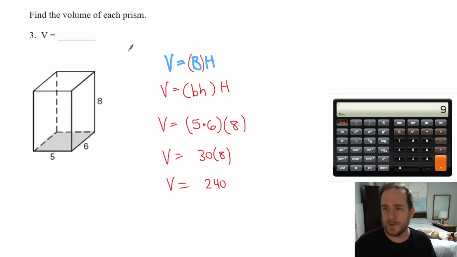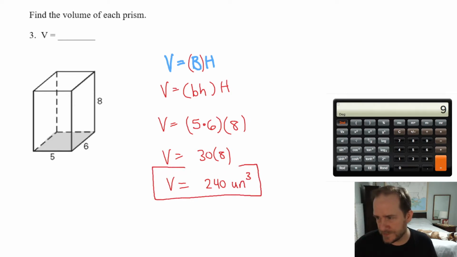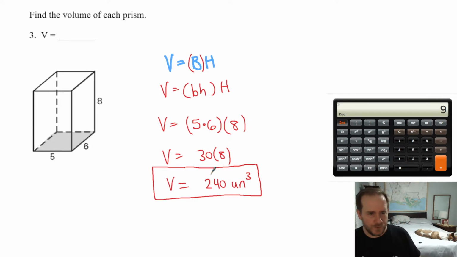Yep. And they didn't give us units. So if you don't get units at all, then just say cubic units, units cubed. But I do want you to say something. Don't just tell me it's 240 and that's it. Give me some units. And if the best you can do is to say cubic units, then go ahead.